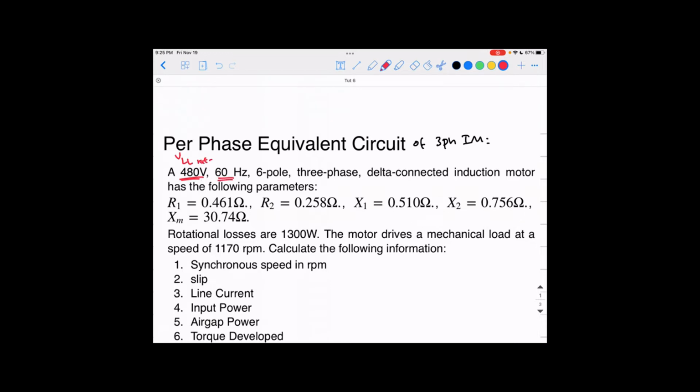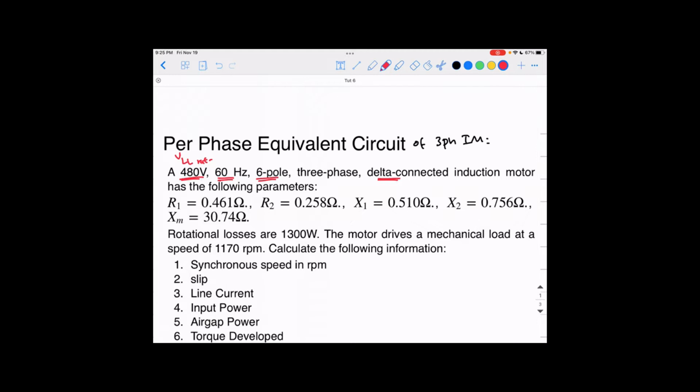60 hertz is your frequency. Again, it can be missing, and that doesn't mean you have anything missing in the problem, because you assume you're working with the frequency of the public grid in your area. So here in North America, we're talking about 60 hertz, and pretty much every other place in the world it will be 50 hertz. So 60 hertz can be given, can be missing, but you know it. Six poles, the number of poles in the machine, 3-phase, delta connected, that's good to have.